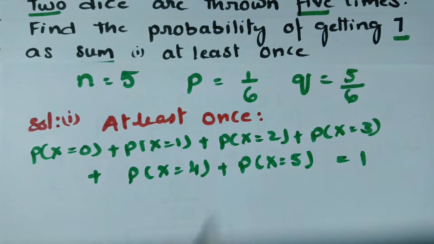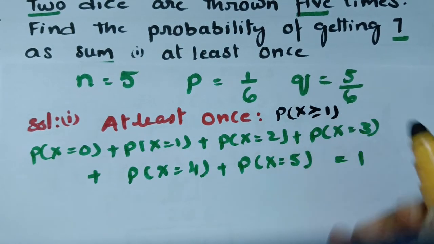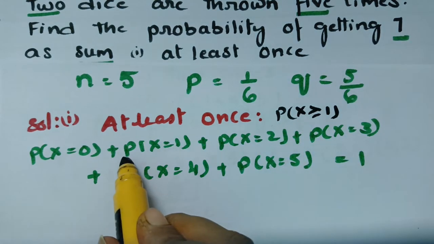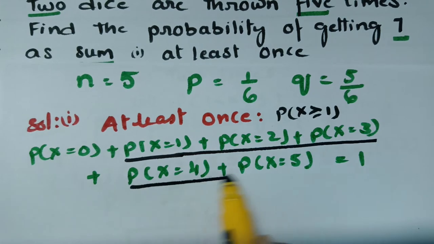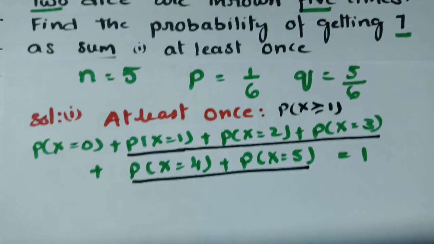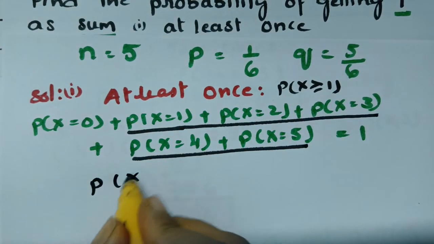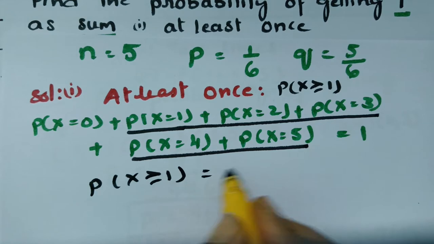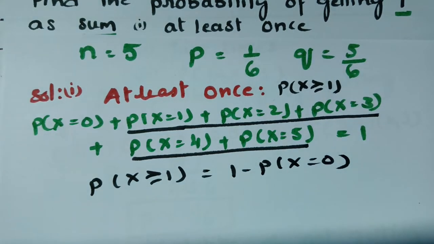So what is the meaning of at least once? That is the probability of x greater than or equal to 1. It means we have to calculate from x equal to 1, 2, 3, 4 and 5. In order to calculate all these, I am calculating 1 minus P of x equal to 0. Therefore, the probability of x greater than or equal to 1 is equal to 1 minus the probability of x equal to 0.